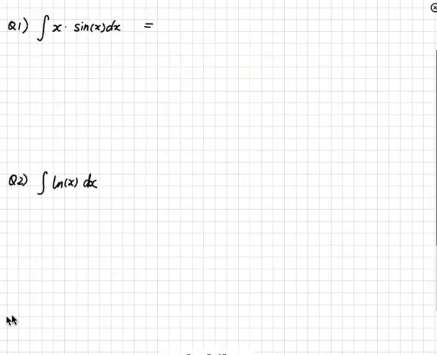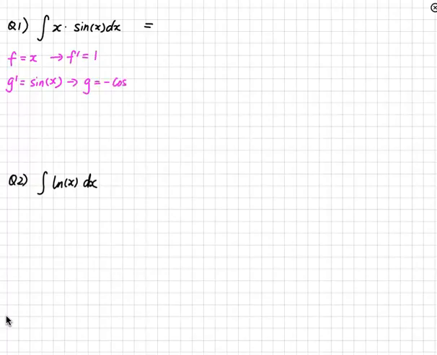Now please pause the video here and try these two questions by yourself and come back to check your answer. So question 1, I will choose f of x to be x, and g dash is sine x. Differentiating f will give me f dash equal to 1, and when I integrate g dash, that will give me g equals negative cosine x. Now let's substitute these into the integration by parts formula. We start with fg, so that's x times negative cos x, so the whole thing is negative x cosine x, minus integration of f dash, which is 1, times g, negative cosine x, dx.